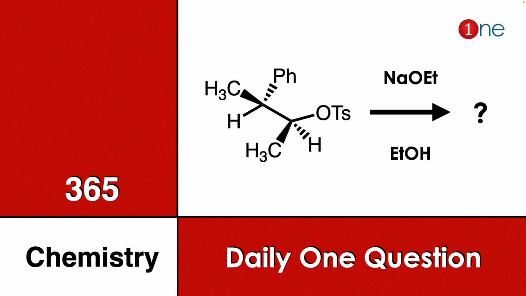Here the compound is given with stereochemistry. Methyl groups are cis to each other and hydrogens are trans to each other. Phenyl and tosylate are trans to each other. You are reacting with sodium ethoxide and ethanol. You have to find the final product.